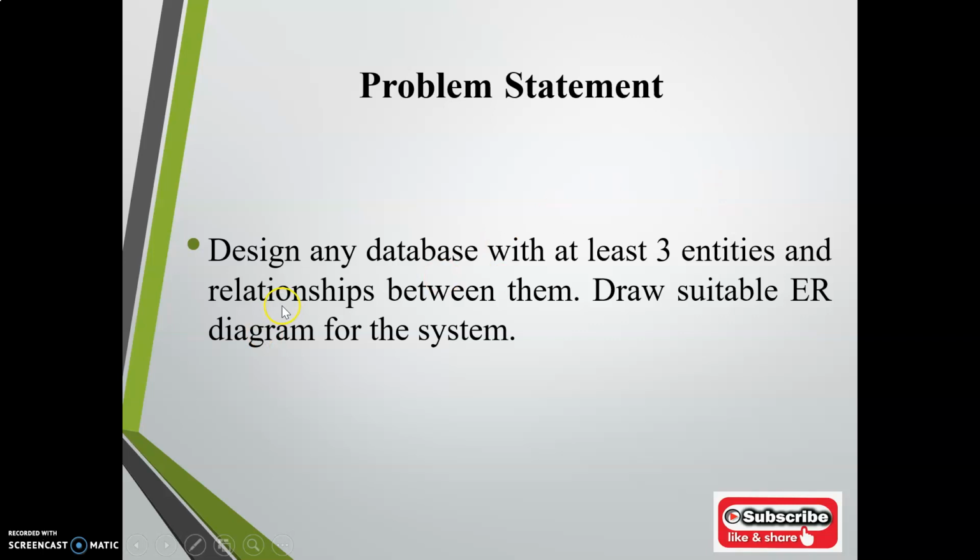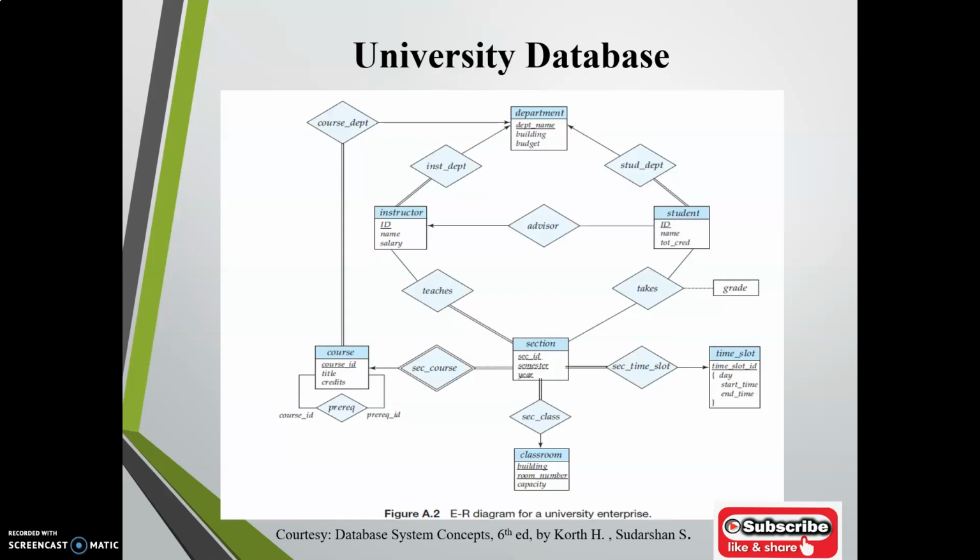So this is the problem statement for the first assignment. We have to design any database system with at least 3 entities and relationship set between them. Draw suitable ER diagram for the system. But when we draw ER diagram, we have to draw schema diagram also, and we have to write schema definitions also. So already we have discussed this ER diagram in my last video that is nothing but the first assignment.